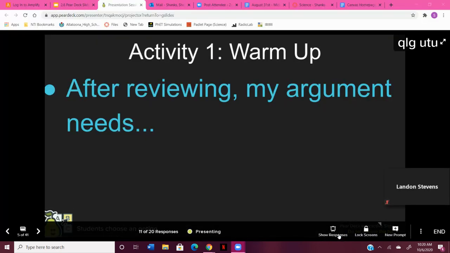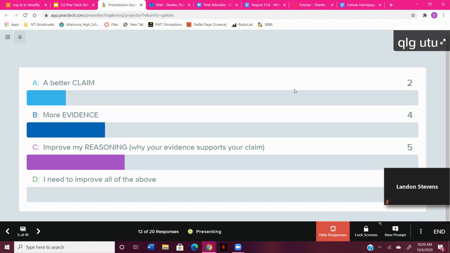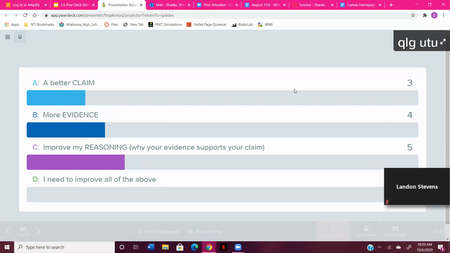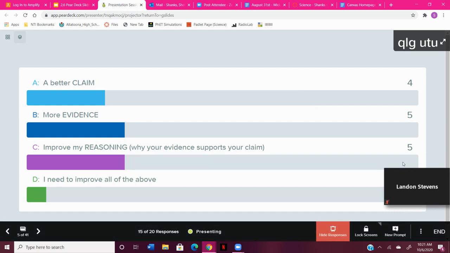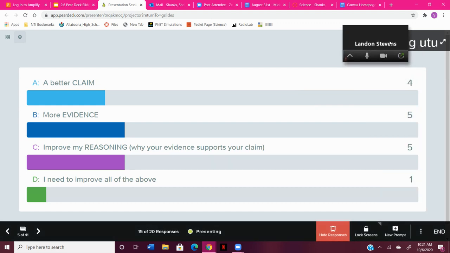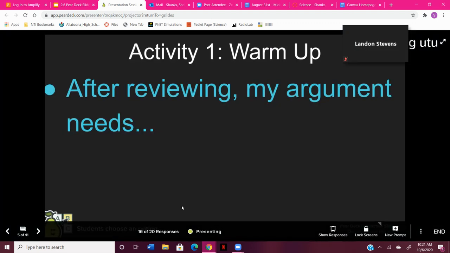Okay, I'm going to show the answers. Okay, somebody said a better claim. Well, 2 people said a better claim. Some people are saying more evidence. Improving your reasoning. That's always a good one. You can always do better at explaining your thinking, explaining your evidence. These are up to you. Somebody needs to improve all of the above. That's okay. All right, I'm going to hide the responses, and I'm going to move on to the next slide.